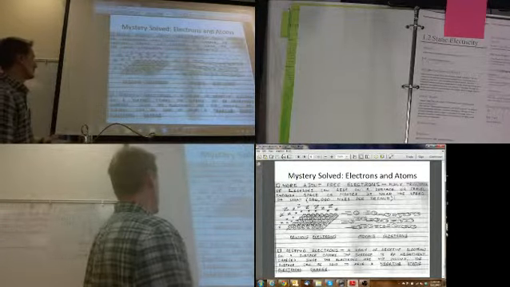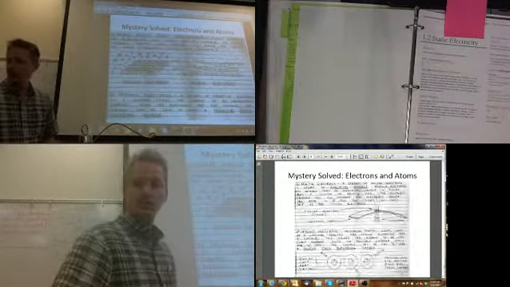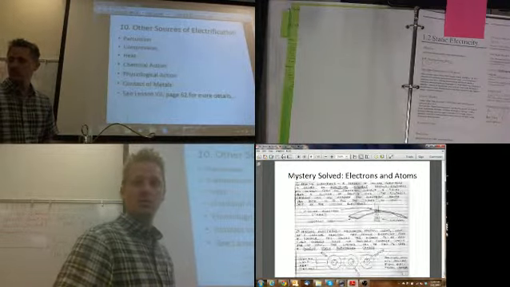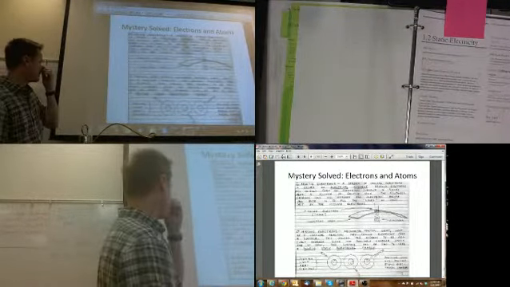Surface causes to be negative charge. I think that's about it. This is a little bit more.